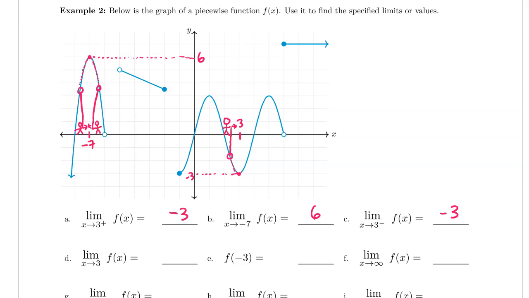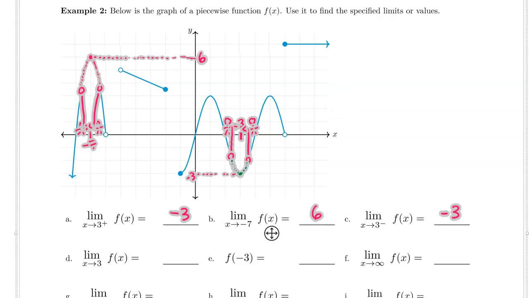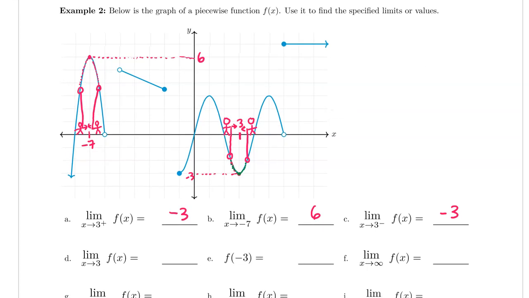And part D asks us to find the limit as x approaches 3 of f of x, which means now we have someone on both sides, and they're approaching 3. And so on one side, it's going this way, and then on the other side, it's going this way. Notice that they're approaching the same ordered pair, and that ordered pair has a y-coordinate of -3.